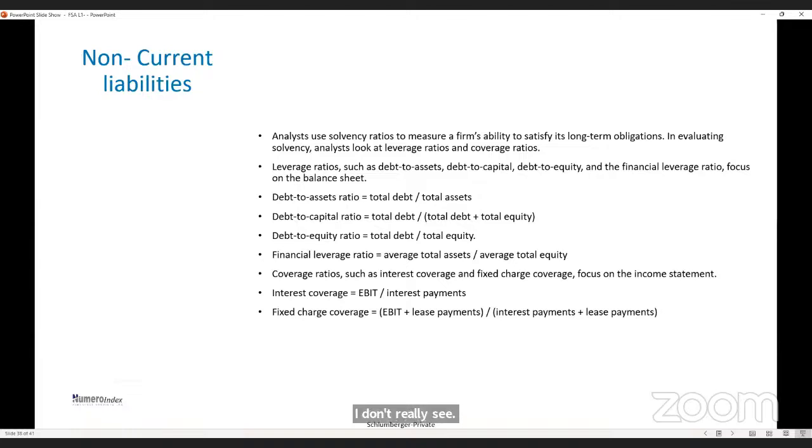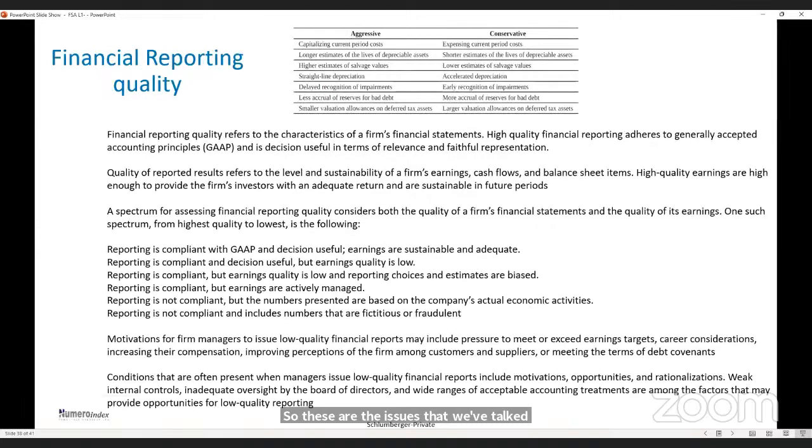So these are the ratios that we've talked about, your debt to equity ratios and stuff there. Now, your financial reporting quality. I expect you to have some questions here too.